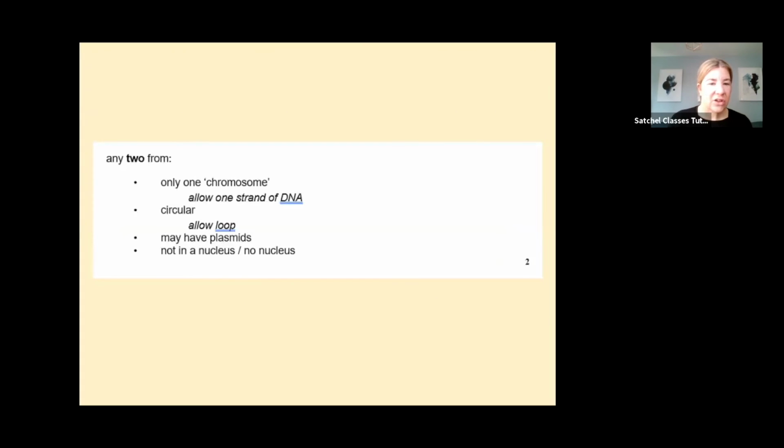So let's have a look. You could say there's one strand of DNA, or it's circular, because they have plasmids, or it's not in a nucleus. So personally, I would have said there's no nucleus in prokaryotes, and they have plasmids, which are circular rings of DNA, and that would have definitely got me the 2 marks.